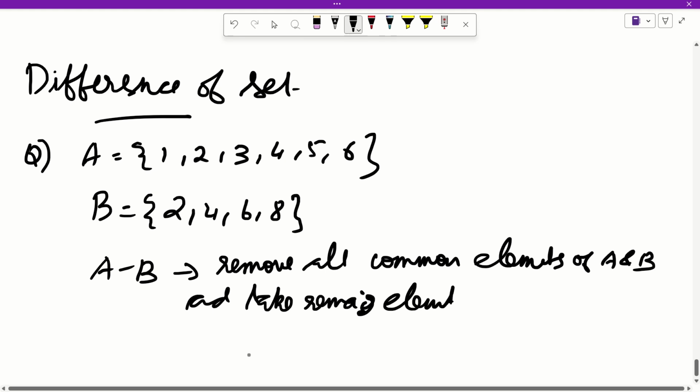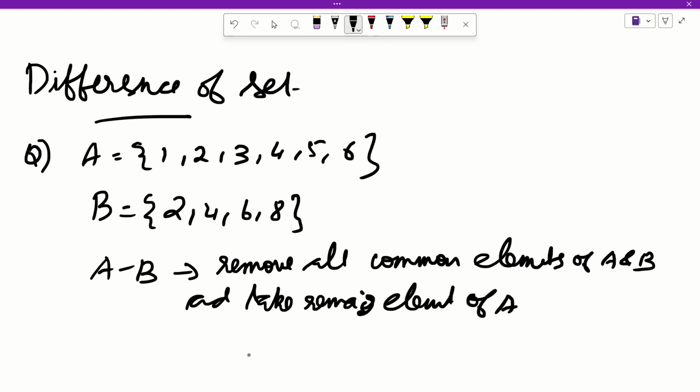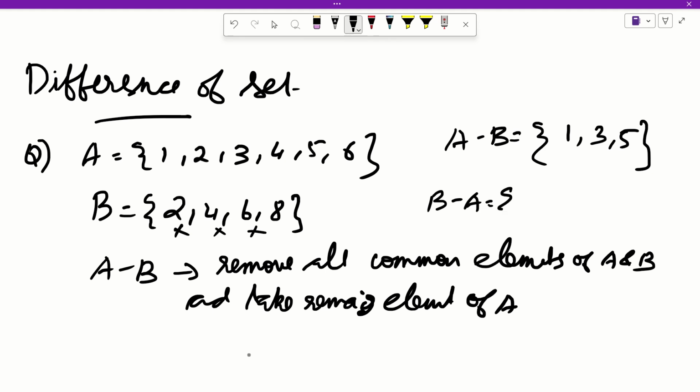If it is B minus A, we have to remove all the common elements of B and A, and we have to take the remaining elements of B. So as per the question, we have to find A minus B. First of all, let us remove the common elements. What are the common elements? 2 is common, 4 is common, 6 is common. What are the remaining elements of A? 1, 3, 5 are the remaining elements, right? If you want to find B minus A, we have to remove 2, 4, 6, right? Then what are the remaining elements of B? 8.